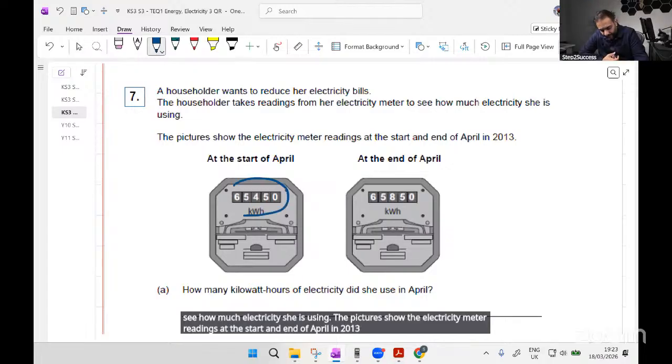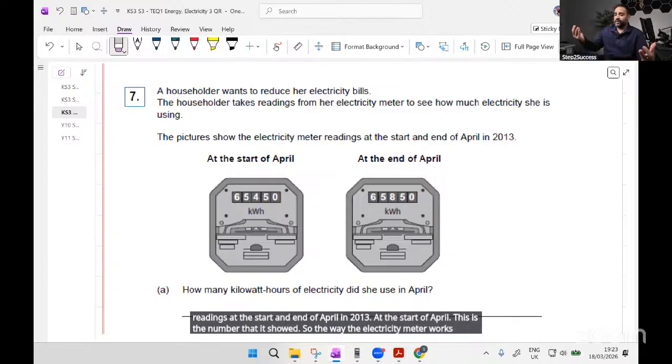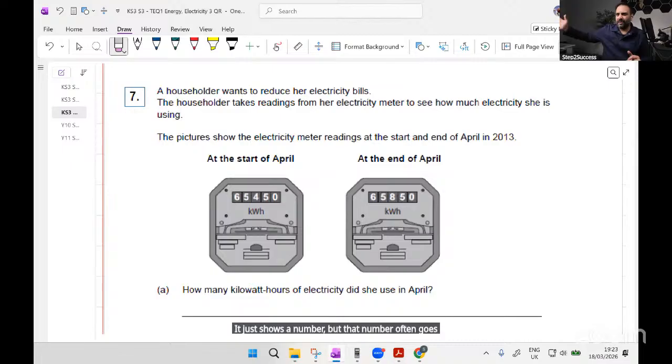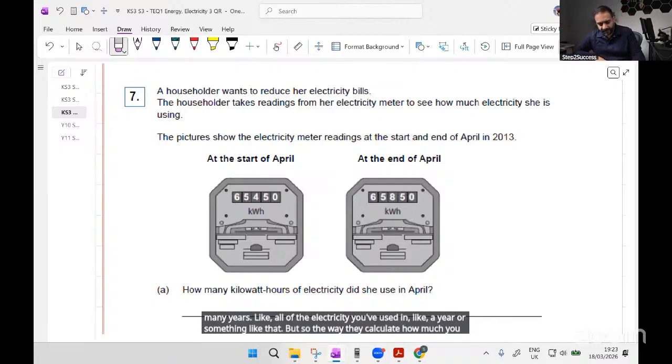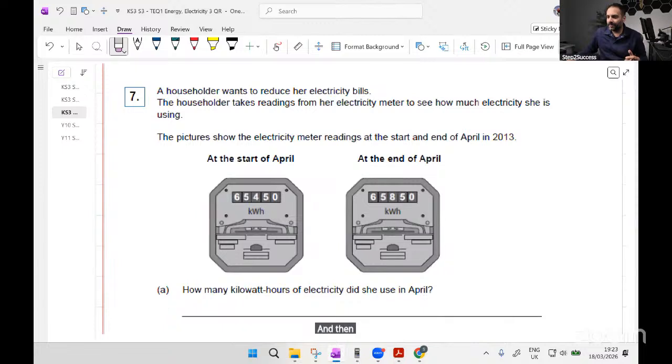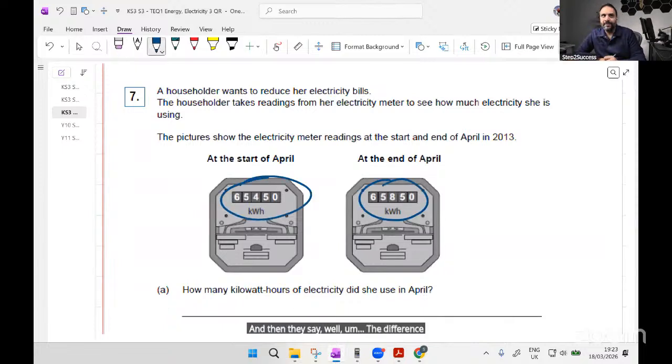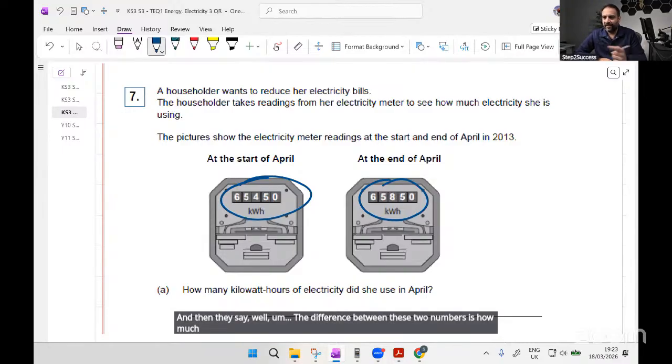At the start of April, this is the number that it showed. So the way the electricity meter works, and you have one in your home, is it just shows a number, but that number often goes back many months and many years, like all of the electricity you've used in a year or something like that. But the way they calculate how much you need to pay is they take this number and then they take the number that it's changed to after a month, and then they say, well, the difference between these two numbers is how much you've used in the last month.